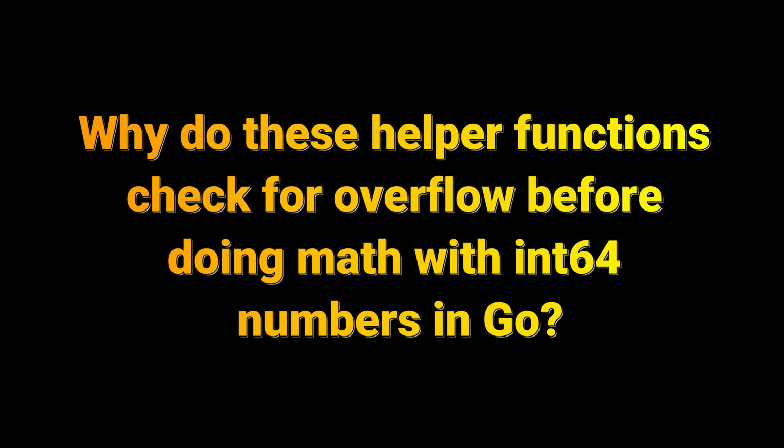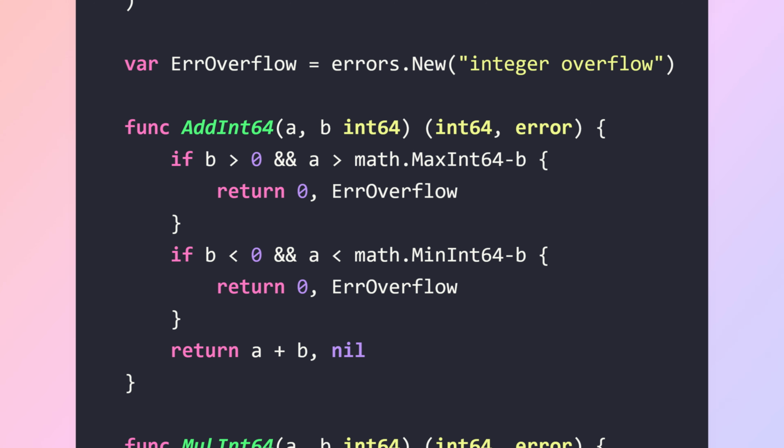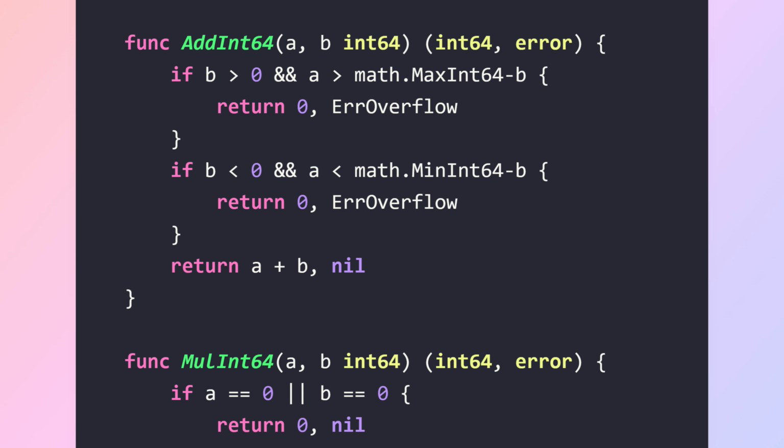Question: why do these helper functions check for overflow before doing math with int64 numbers in Go? These helper functions are used to make arithmetic safer. In Go, when an int64 number overflows, it does not give an error and the value just wraps around, which can cause serious bugs. The addInt64 function checks the limits of int64 before adding two numbers. If the result would be bigger than the maximum int64 or smaller than the minimum int64, it returns an overflow error instead of a wrong number.